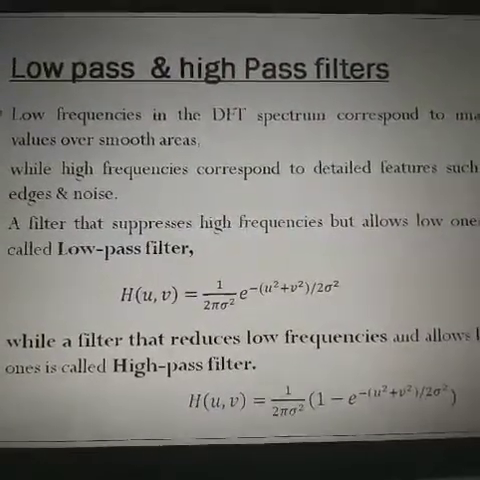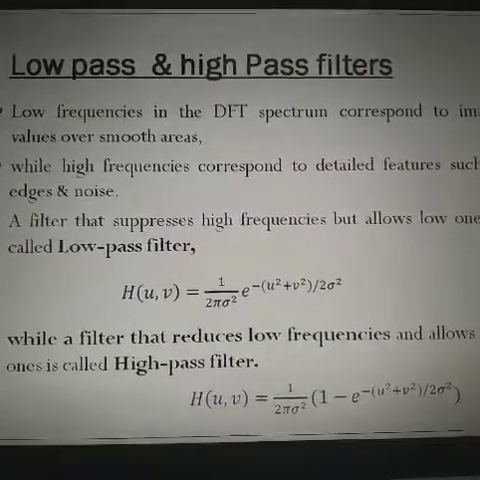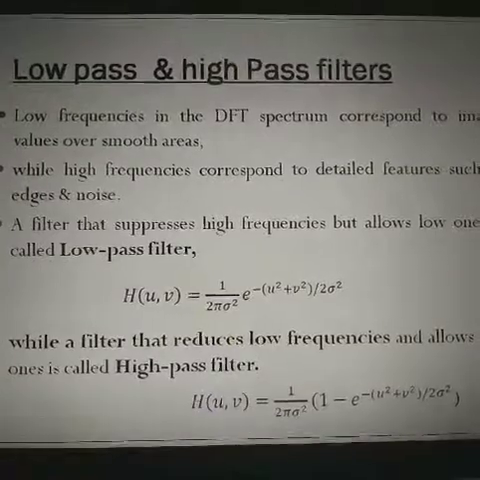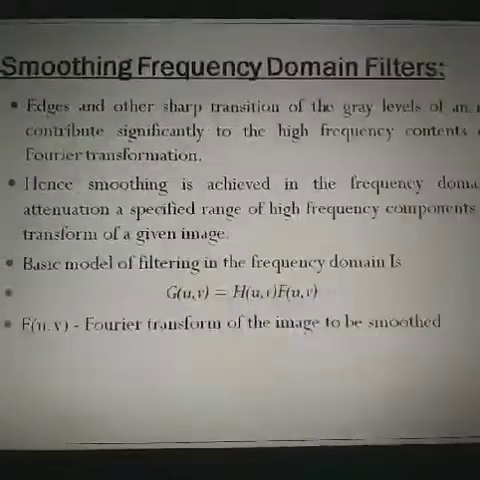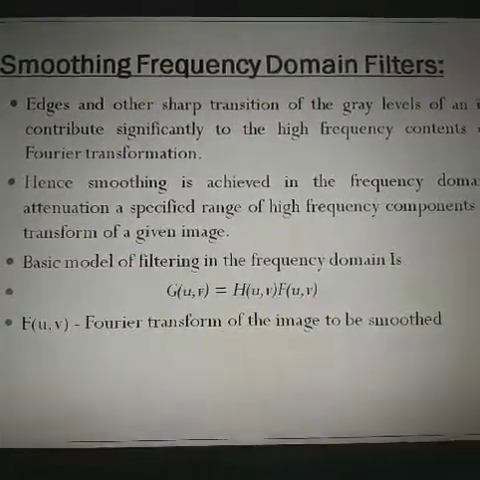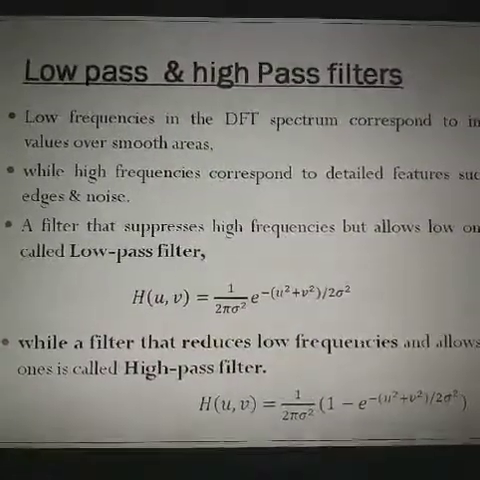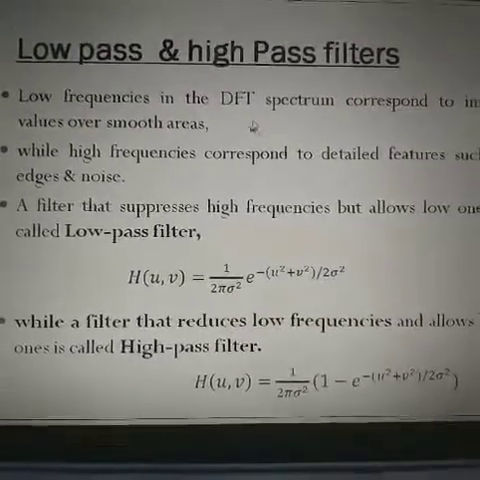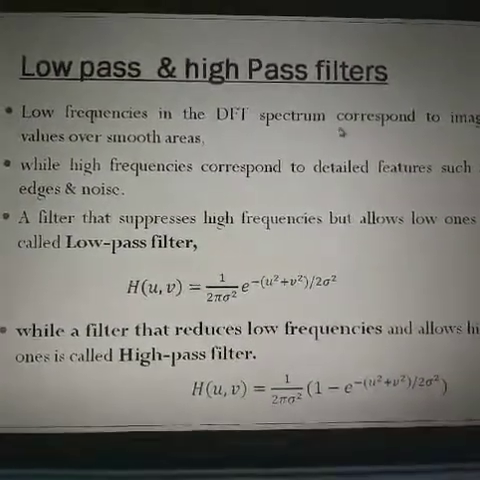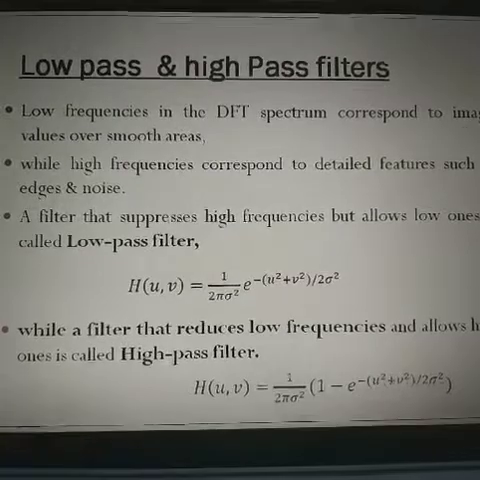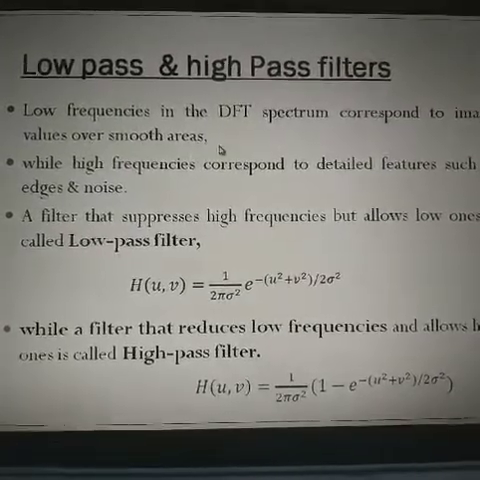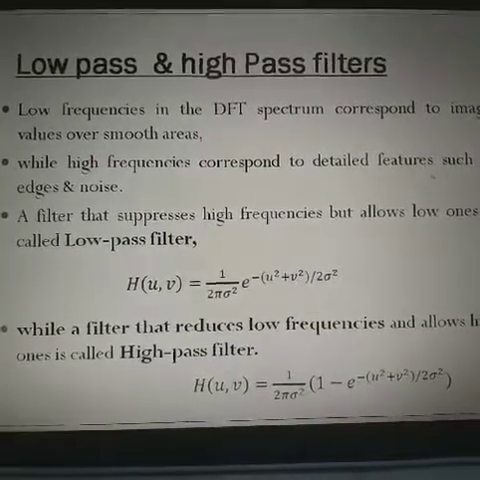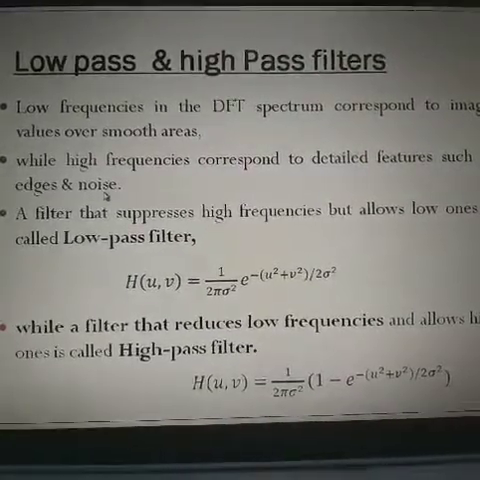Next, we have some of the differences between the low pass and the high pass, because we are taking each type of smoothing and sharpening with the high pass filters and the low pass filters. So what are the low pass filters? The low frequencies in the discrete Fourier transformation spectrum correspond to the image values over smooth areas, while the high frequencies correspond to the detailed features such as edges and noise. Clear?